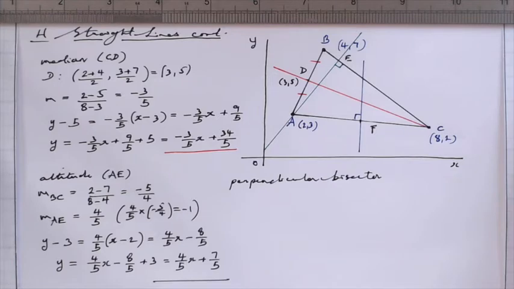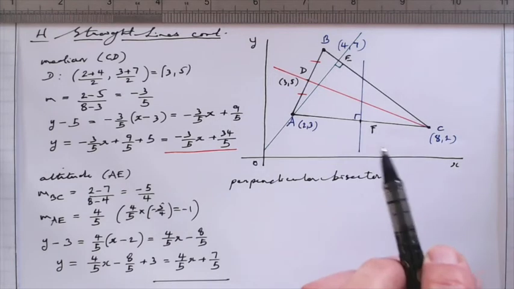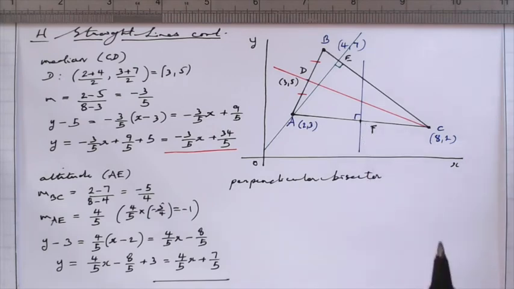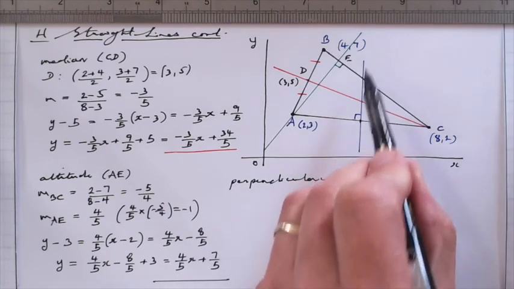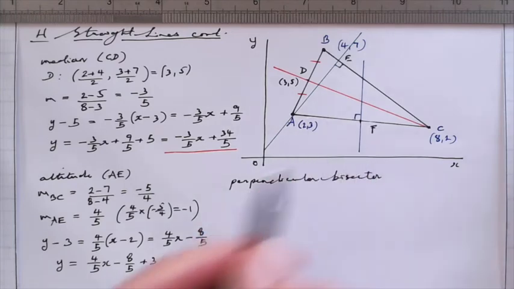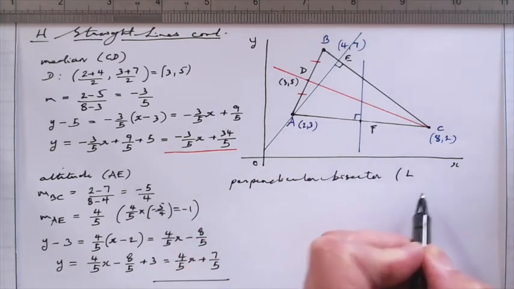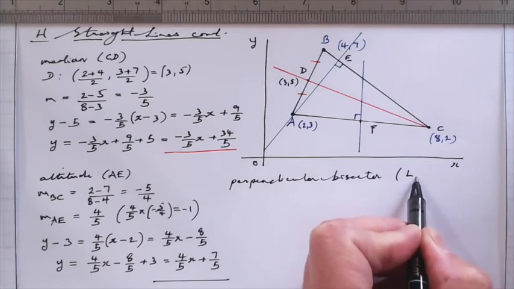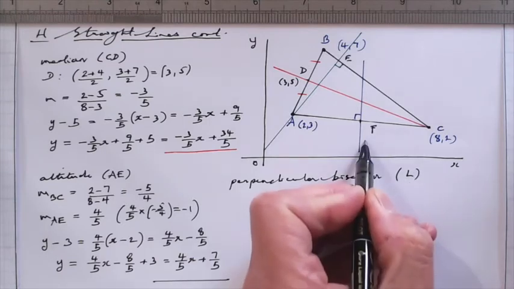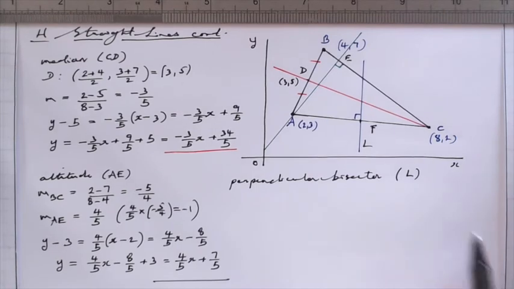Do we have enough information here? Well, yes we do, but we're going to have to work quite hard for our supper here. We're going to have to work out the slope of this line. Let me just call this perpendicular bisector L. There we are, L, the perpendicular bisector L. We're going to have to work quite hard here.